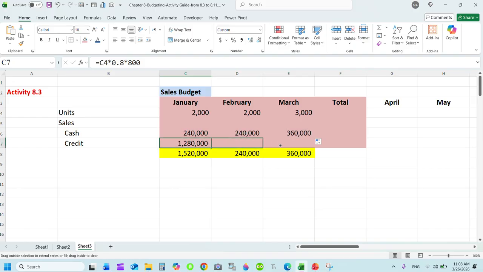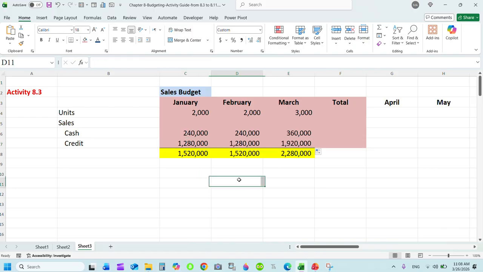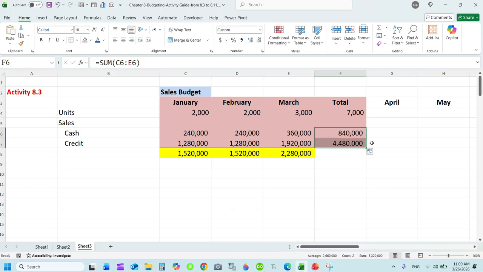I can copy this, but you can't do it if you do it on a piece of paper, right? So this is how we prepare the sales budget. Now, if you want, you can put the total number of sales in terms of units, 7,000, and total sales in terms of cash, this much, and this is your credit sales, right? So, Lamai, this is your sales budget.